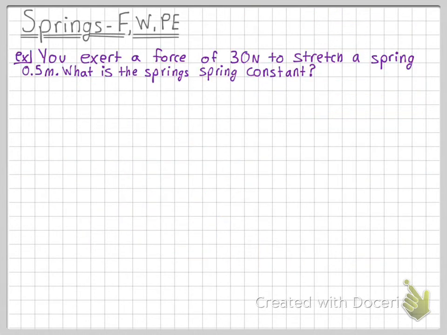So let's do an example. You exert a force of 30 newtons to stretch a spring 0.5 meters. What is the spring's spring constant? So we know that in order to find the spring constant, we should use Hooke's law, which states that the force exerted to stretch a spring is equal to the spring constant times the distance stretched. We can then fill in this equation and solve, and we see that the spring constant is 60 newton per meter, and newton per meter is simply the unit for the spring constant.